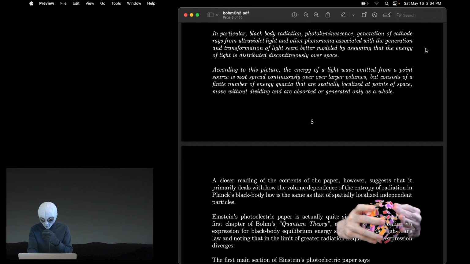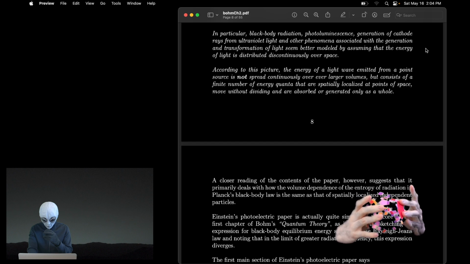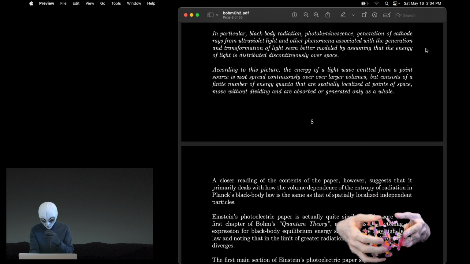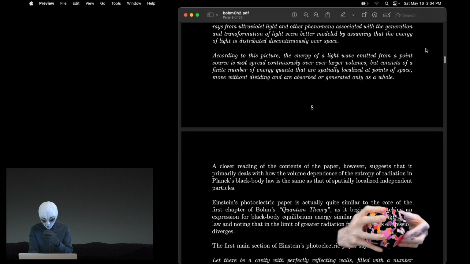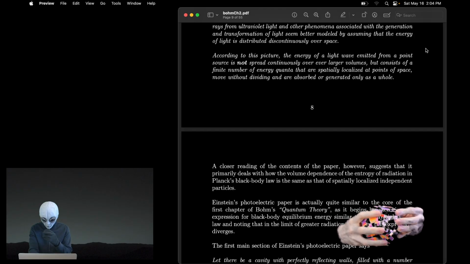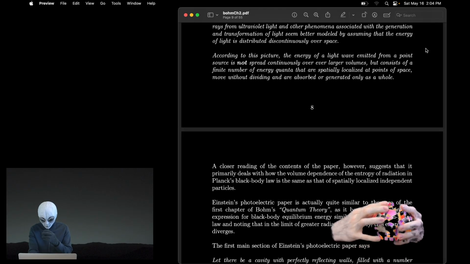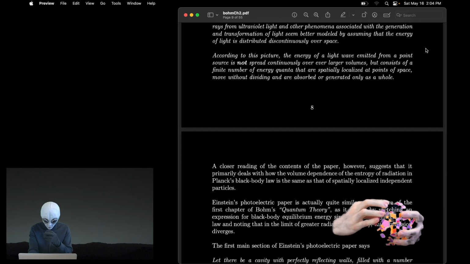According to this picture, the energy of a light wave emitted from a point source is not spread continuously over ever larger volumes, but consists of a finite number of energy quanta that are spatially localized at points of space, move without dividing, and are absorbed or generated only as a whole."